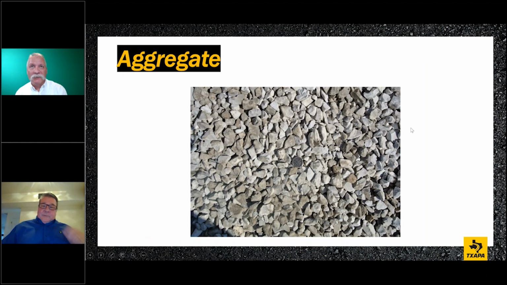Got a comment come in, says RAP is an aggregate source too, Chuck. Absolutely. RAP is an aggregate source also, and it should be treated as your most expensive aggregate source out there. We need to crush it. We need to stockpile it. We need to know the gradation of it. We need to separate it. We need to have fine aggregate and coarse aggregate and RAP also. We need to follow the same exact procedures as you would at a quarry with RAP.